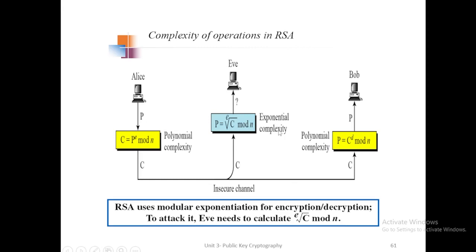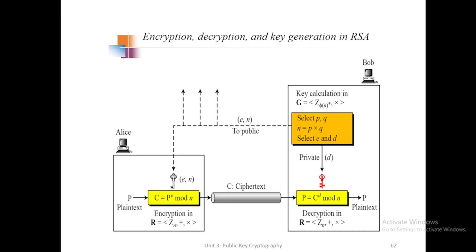So Eve needs to calculate the plaintext value by applying the E-th root of C mod n. If Eve is in need of the P value, he should take the E-th root of C mod n. So that is the main complexity. That is why RSA is the most widely used public key encryption algorithm. So the previous steps are drawn here.